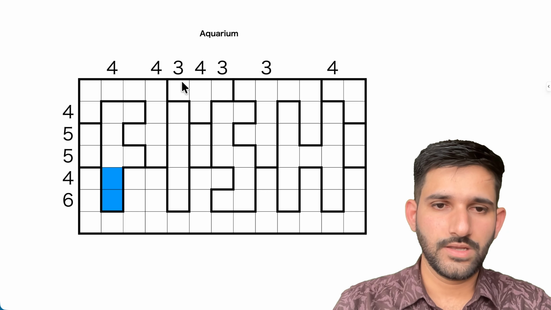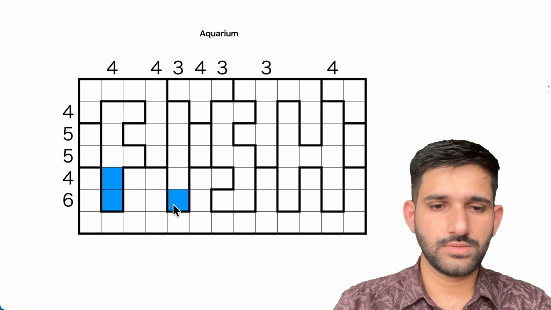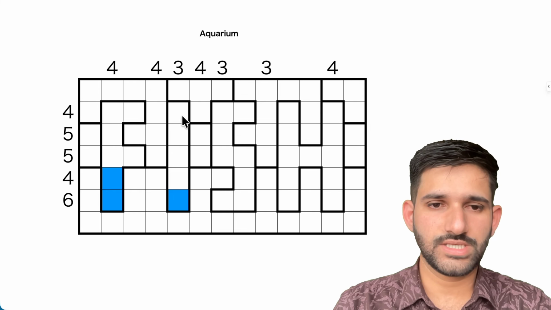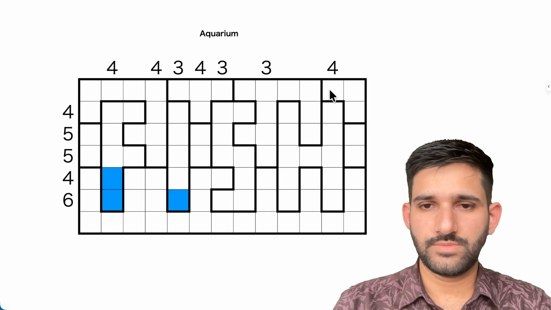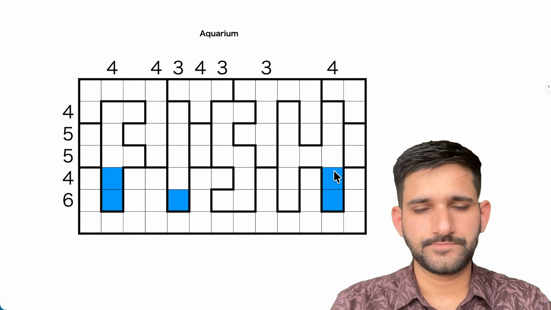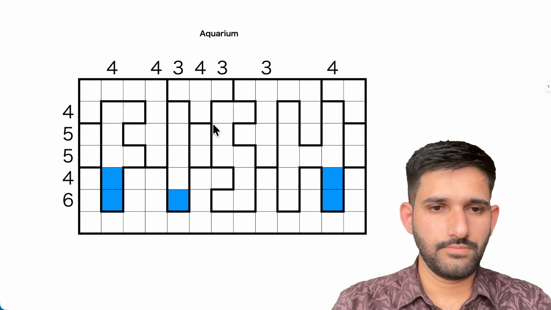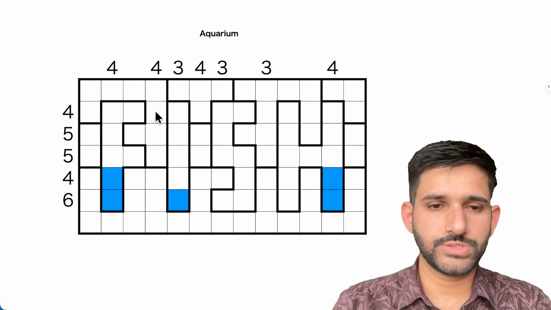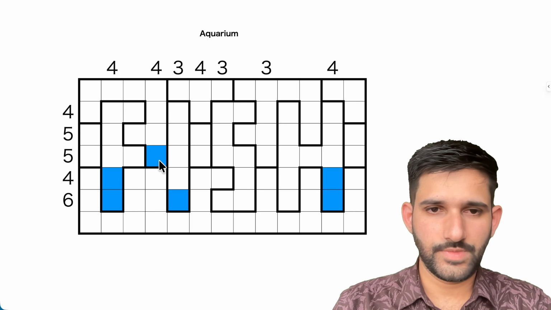Similarly, in this column, even if these two cells contain water, we will need one cell from this I-shaped region to have water. Similarly, in this column, these two cells will have water at least. Okay, that makes sense. Now in this region, similarly, we can use the logic. Even if these three cells contain water, there has to be some water in this cell. That makes sense.